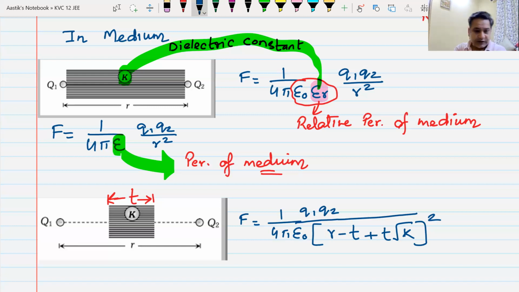It is how we have found out. We have basically converted the distance of dielectric from dielectric to air and air to dielectric. This is as simple as this.